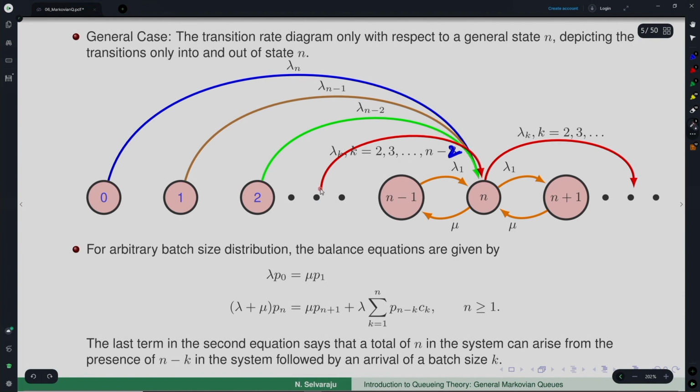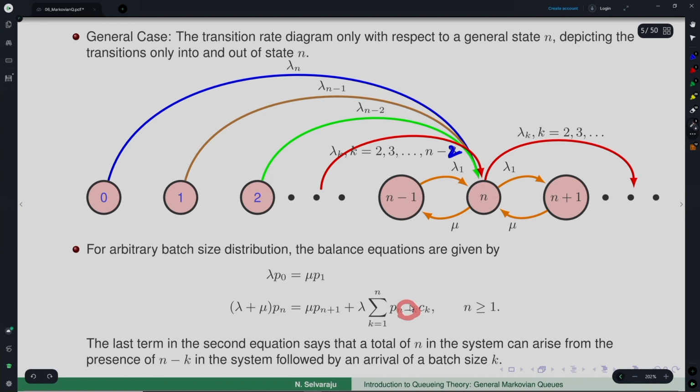So, for example, if the state is 2, with rate lambda n minus 2, it can come from state 2 to state n. Similarly, if it is in 0, it can come to state n if an arrival happens with rate lambda n, which means a batch of size n. So in this particular case you can see the state is n minus k, and with arrival rate lambda k, it can come to state n. That is precisely what we are writing here.